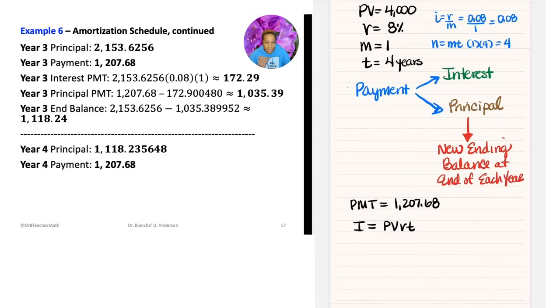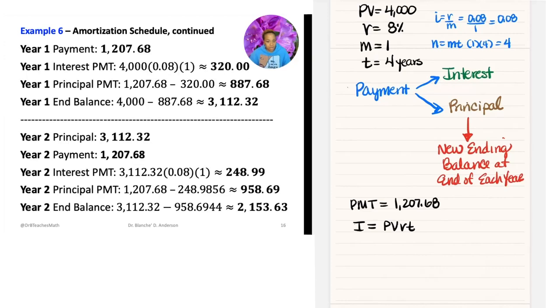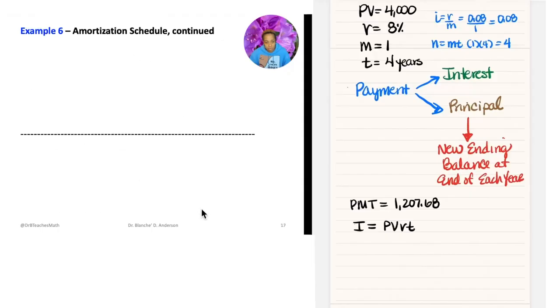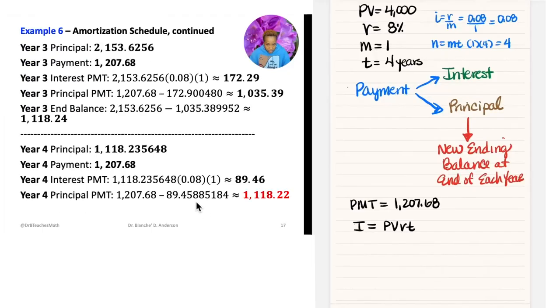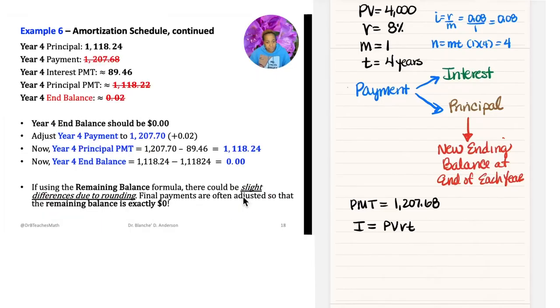So I hope you go back and look at this, rewind this so you can see how we went through all the payments, how we kept the decimal places, where we had to make an adjustment. All right.